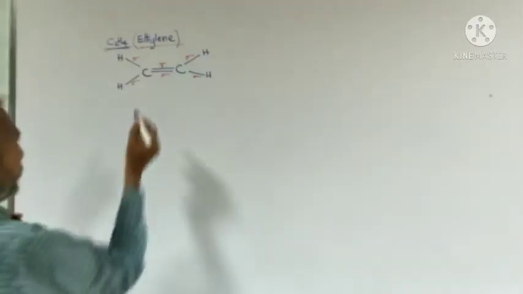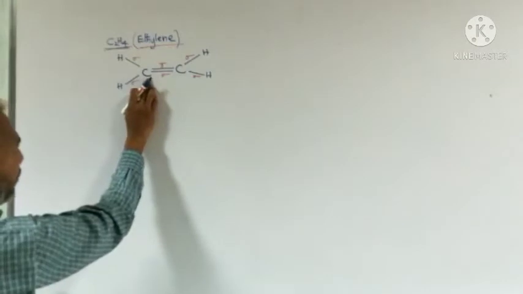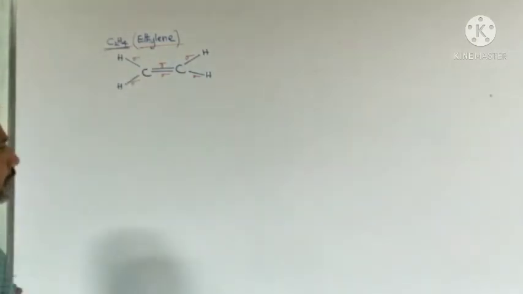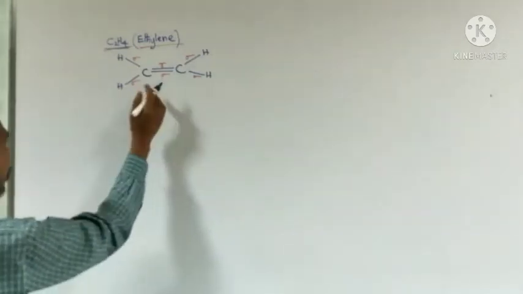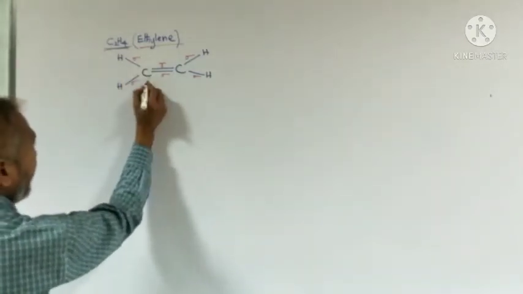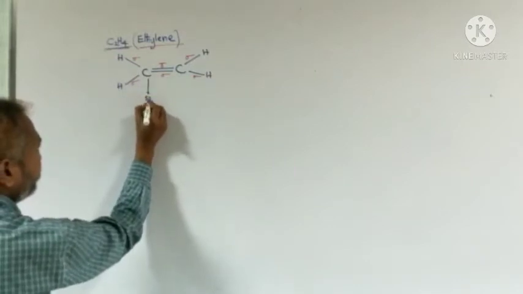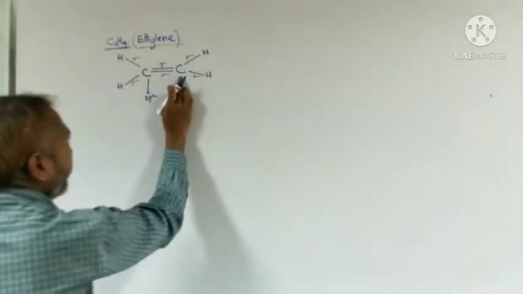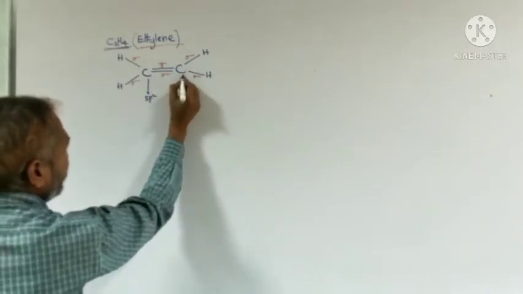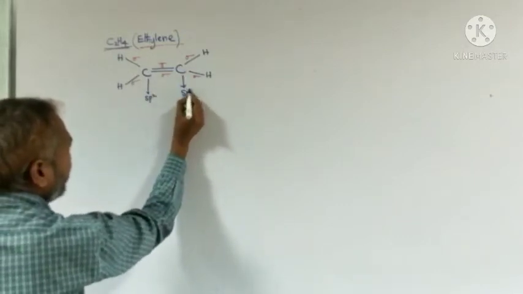And this C1 carbon, which hybridization does it undergo? How many sigma bonds are there? 1, 2, 3. Generally, a carbon containing 3 sigma bonds undergoes which hybridization? 1, 2, 3 means sp2 hybridization. And this carbon, how many sigma bonds does it contain? 1, 2, 3. So it also undergoes sp2 hybridization.